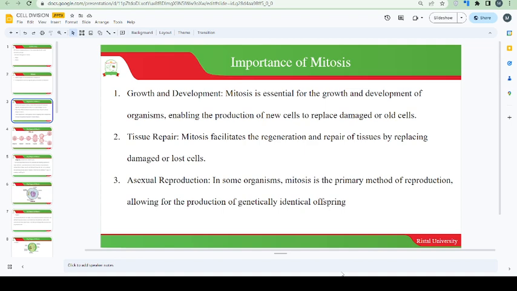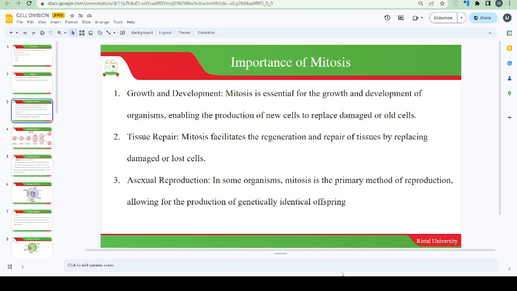Growth and development. Mitosis is essential for growth and development of organisms, enabling the reproduction of new cells to replace damaged or old cells.